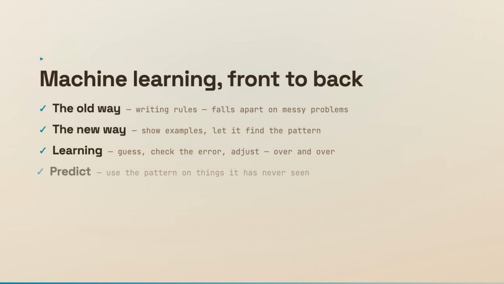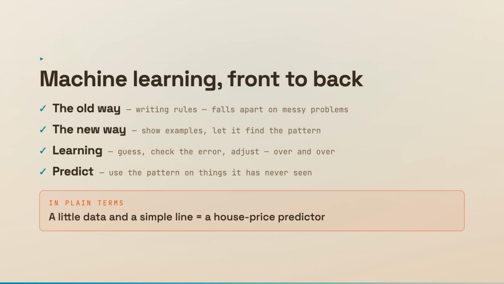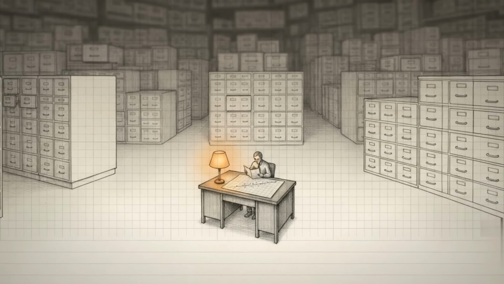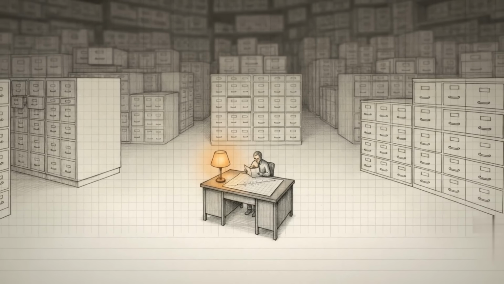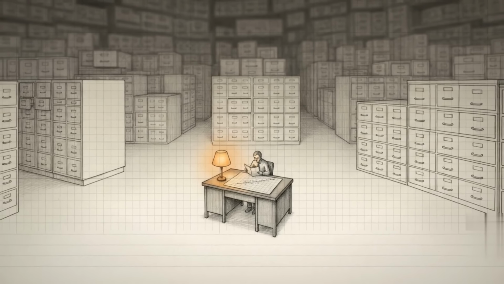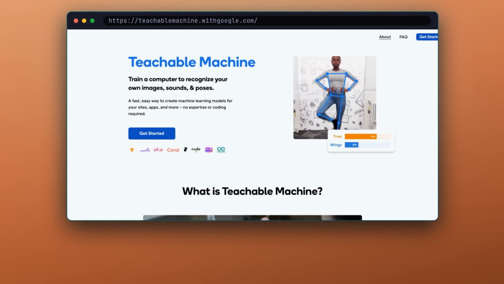Screenshot this one. Machine learning front to back. One, the old way is writing rules, and it falls apart on messy, real-world problems. Two, the new way is showing examples and letting the machine find the pattern itself. Three, learning is just guess, check the error, and adjust over and over until it fits. Four, once it's learned the pattern, it can predict things it has never seen. Do that with a little data and a simple line, and you've built a house price predictor. Do it with a mountain of data and billions of tiny adjustments, and you've built the AI running the world right now.